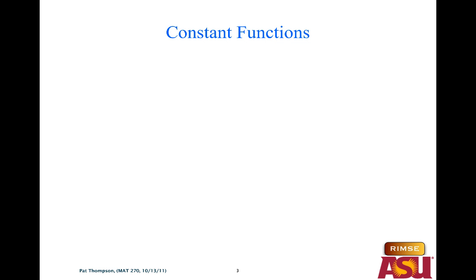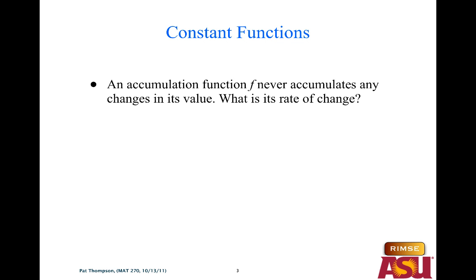So constant functions. If an accumulation function never accumulates any changes in its value, right? It stays constant. What is the rate of change? 0, right? So the rate of change is 0 for any change in x. y doesn't change. For any change in x, y doesn't change. So the rate of change is 0. Okay? How would we show that mathematically?